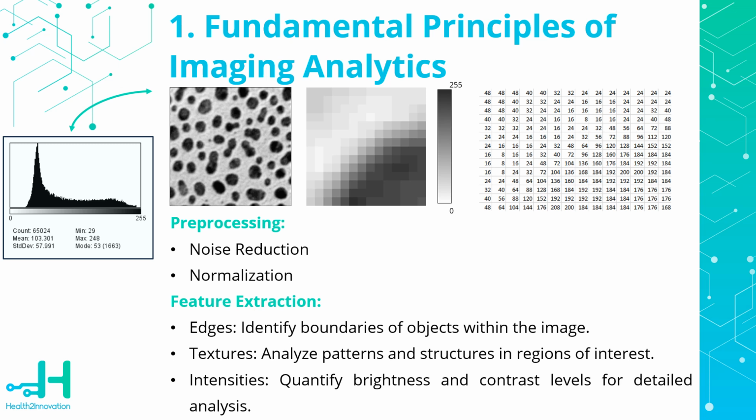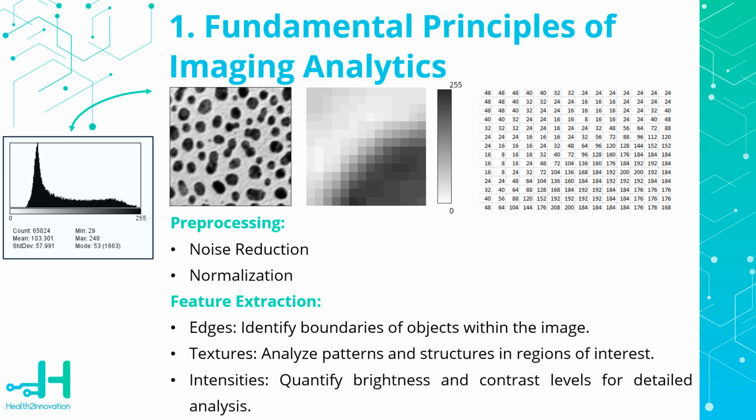Moving into practical techniques, we begin with pre-processing, which involves steps like noise reduction and normalization. Noise reduction, often performed with Gaussian filters, eliminates unwanted artifacts that degrade image quality. Normalization, on the other hand, adjusts intensity values to create uniformity, making the image more suitable for analysis.